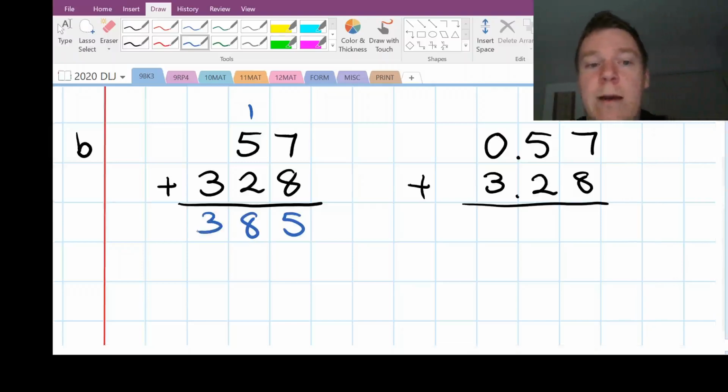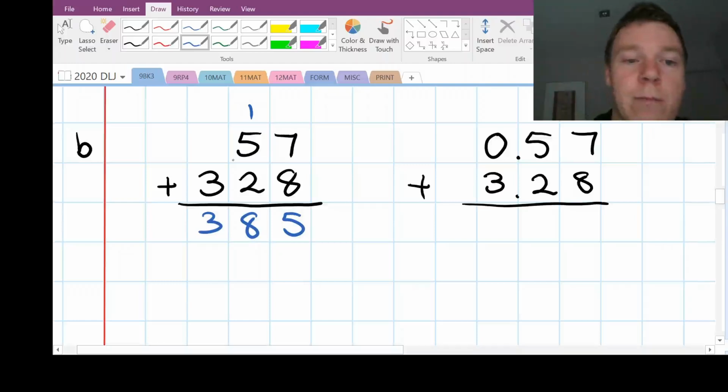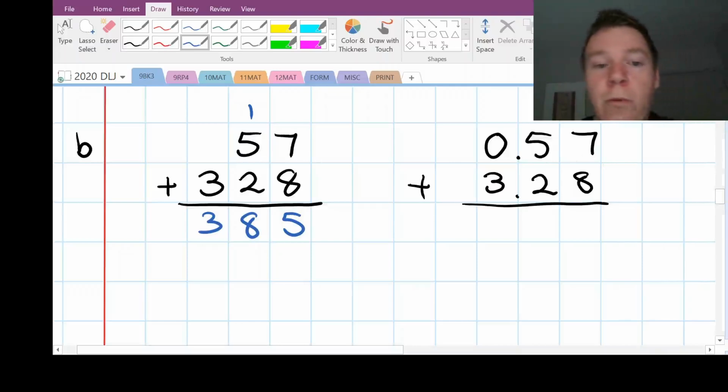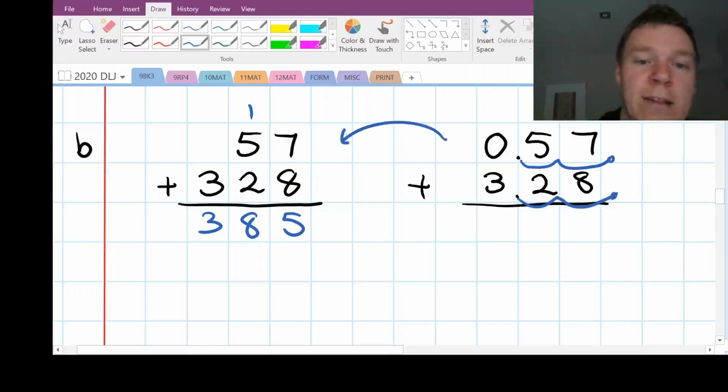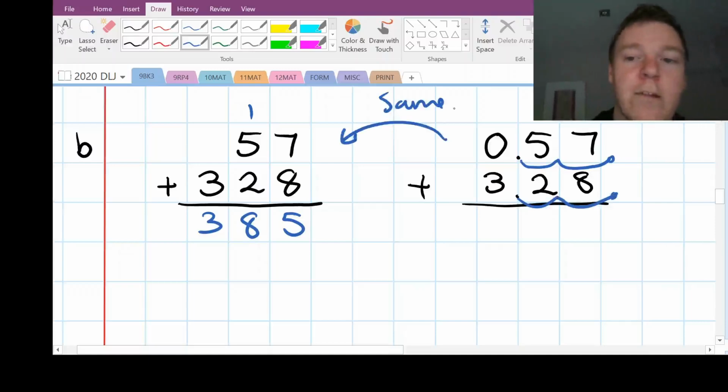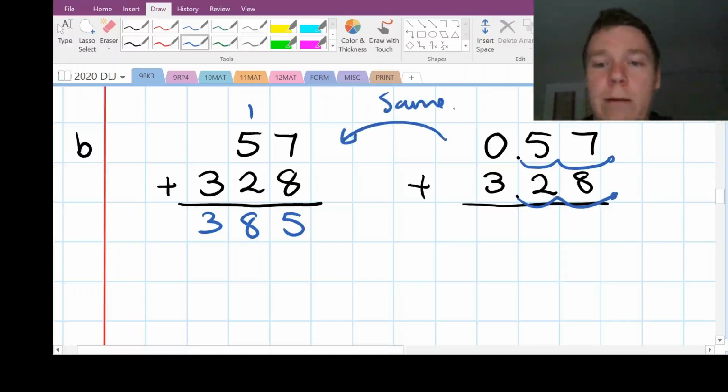So if we're going to do a similar problem, if we move the decimal point back 2, then it's essentially the same. So as long as you're moving your decimal points the same amount, then that's okay.